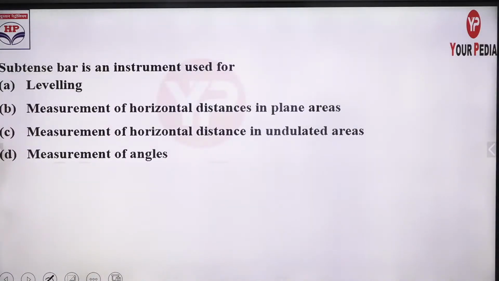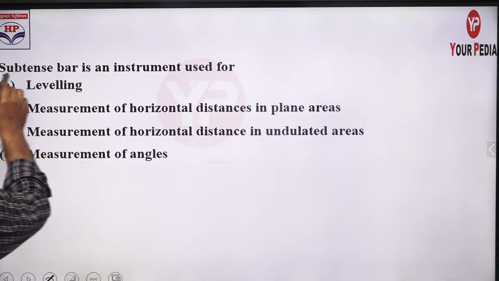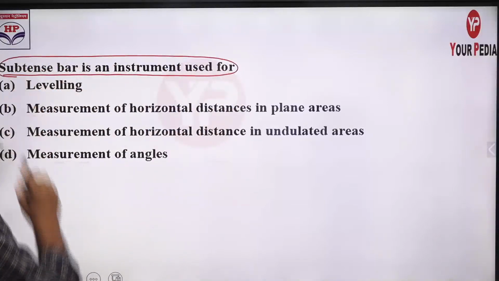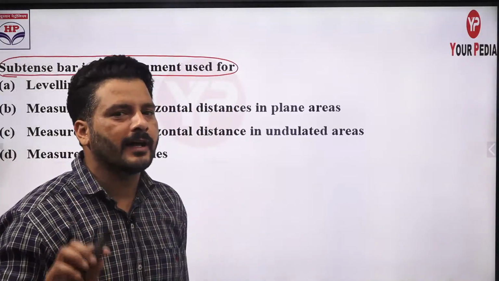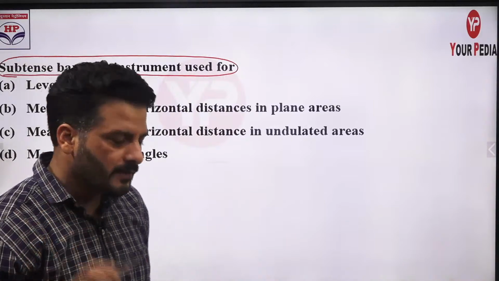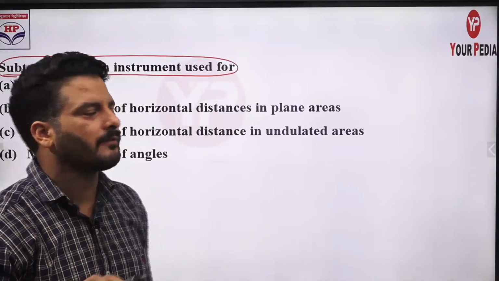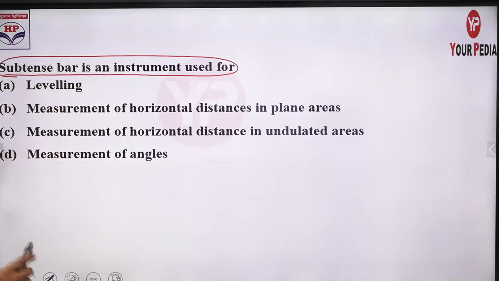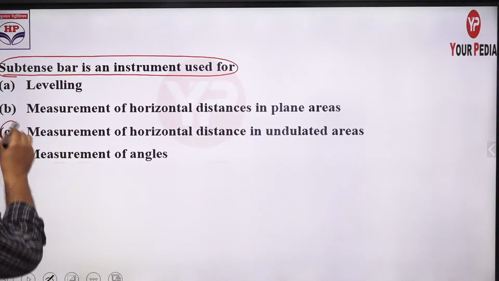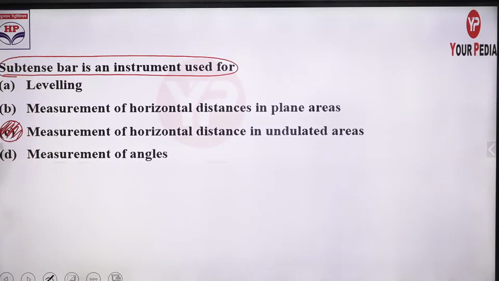Next question, a substance bar is an instrument used for. This is a bar used where we have an undulating, uneven surface. Whenever we have uneven or undulating surface, then we use this substance bar. It is used for horizontal as well as vertical distance measurement. So generally, measurement of the horizontal distance in undulated area will be the answer. Fine. Option C will be the answer. Yes, fine. So let's proceed ahead with the next question.